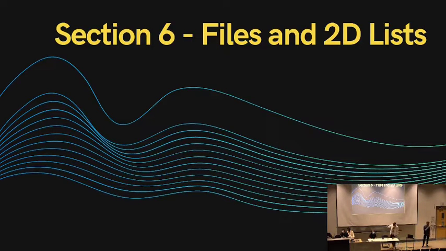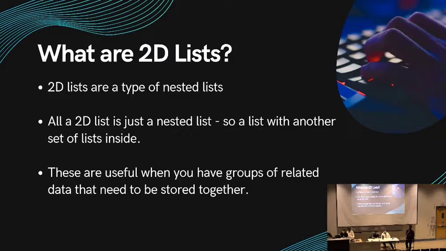Yes, files and 2D lists. In case lists weren't difficult enough, we made them two-dimensional for you. So, yeah, let's get started here. So what are 2D lists? A 2D list is essentially nested lists.